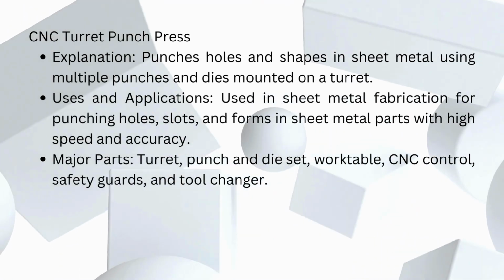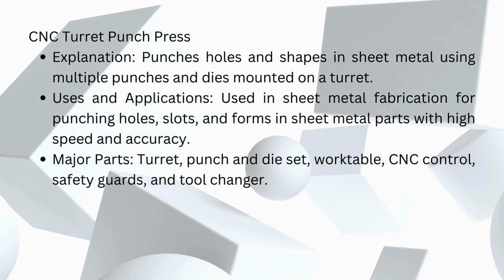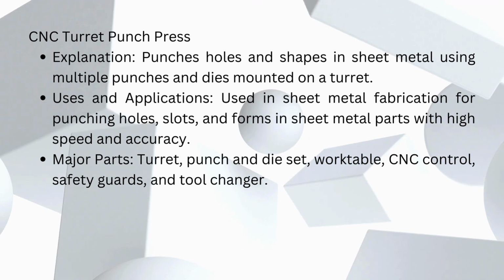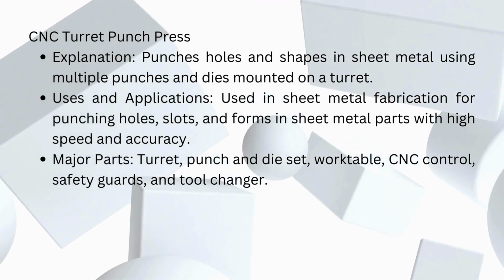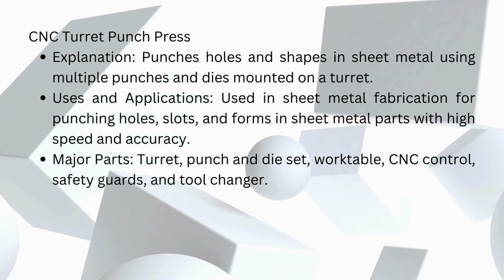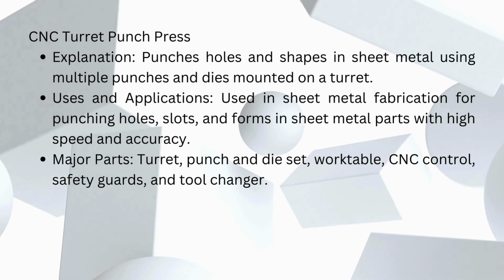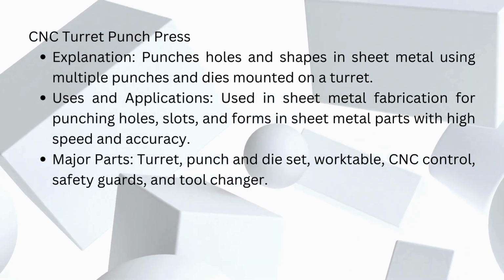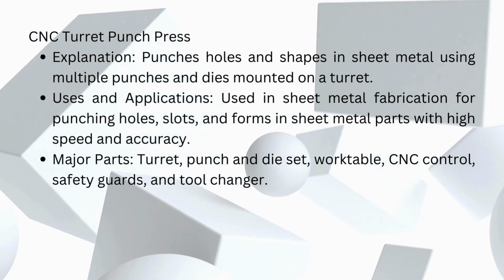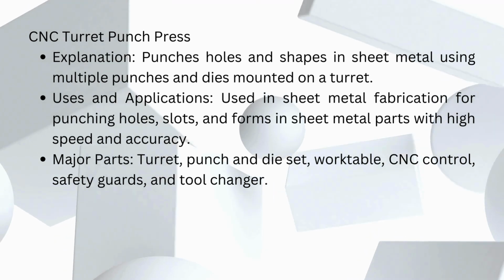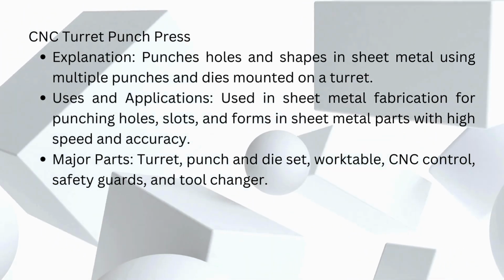CNC turret punch press. Explanation: punches holes and shapes in sheet metal using multiple punches and dies mounted on a turret. Uses and applications: used in sheet metal fabrication for punching holes, slots, and forms in sheet metal parts with high speed and accuracy. Major parts: turret, punch and die set, work table, CNC control, safety guards, and tool changer.